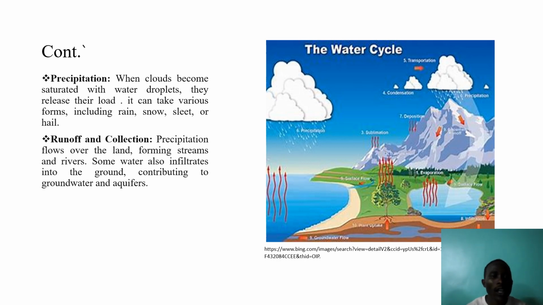The fourth is runoff and collection. Precipitation flows over the land, forming streams and rivers. Some water also infiltrates into the ground, contributing to groundwater and aquifers. This runoff and collection results from precipitation, where water falls on the ground.